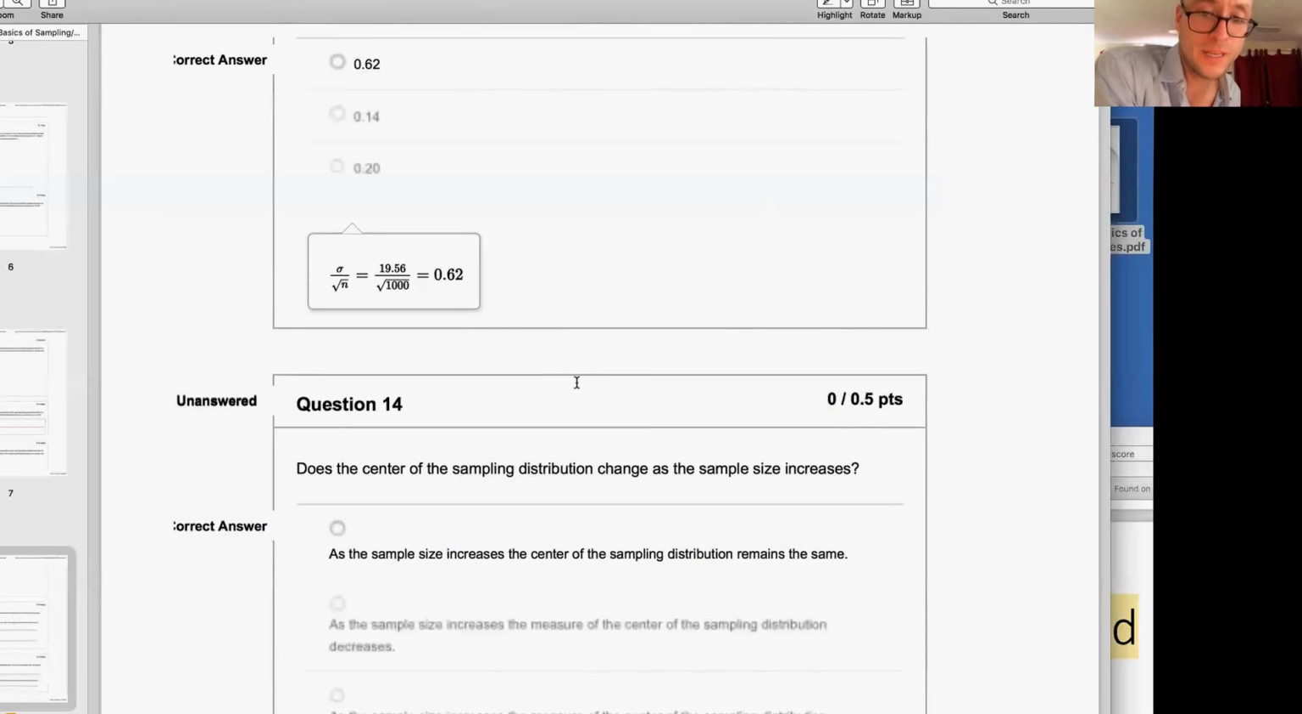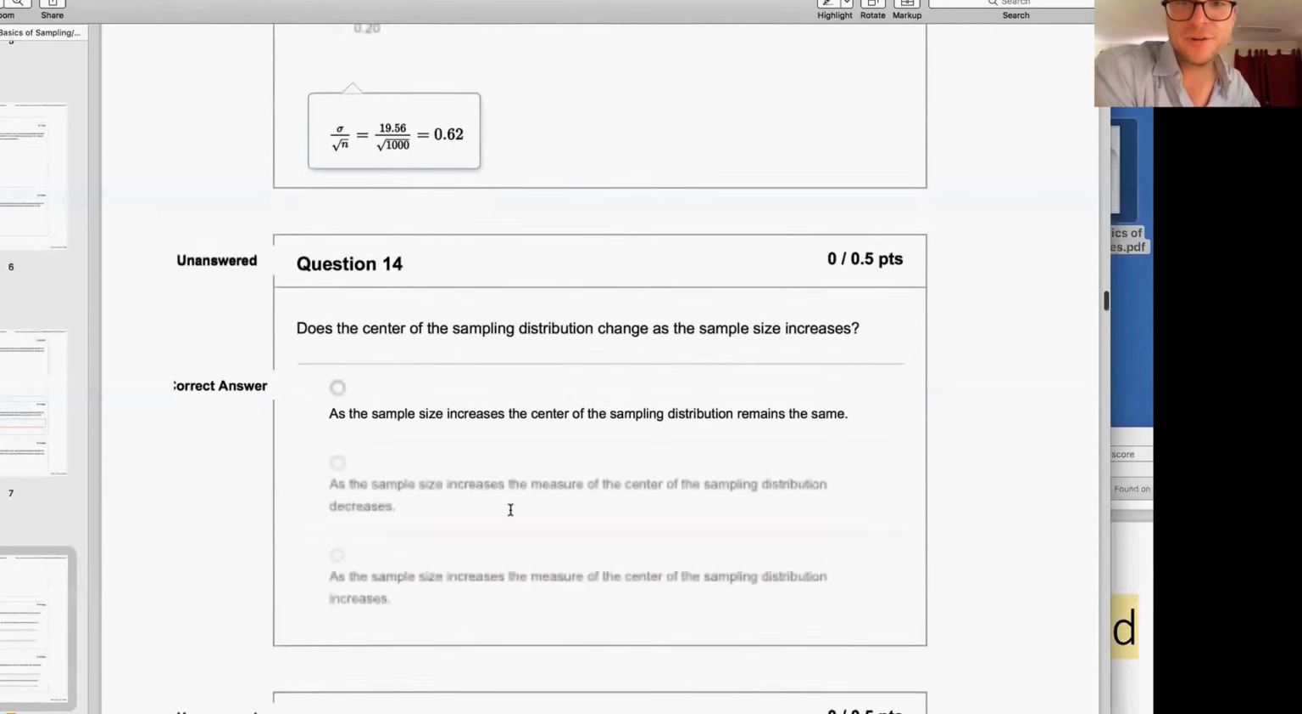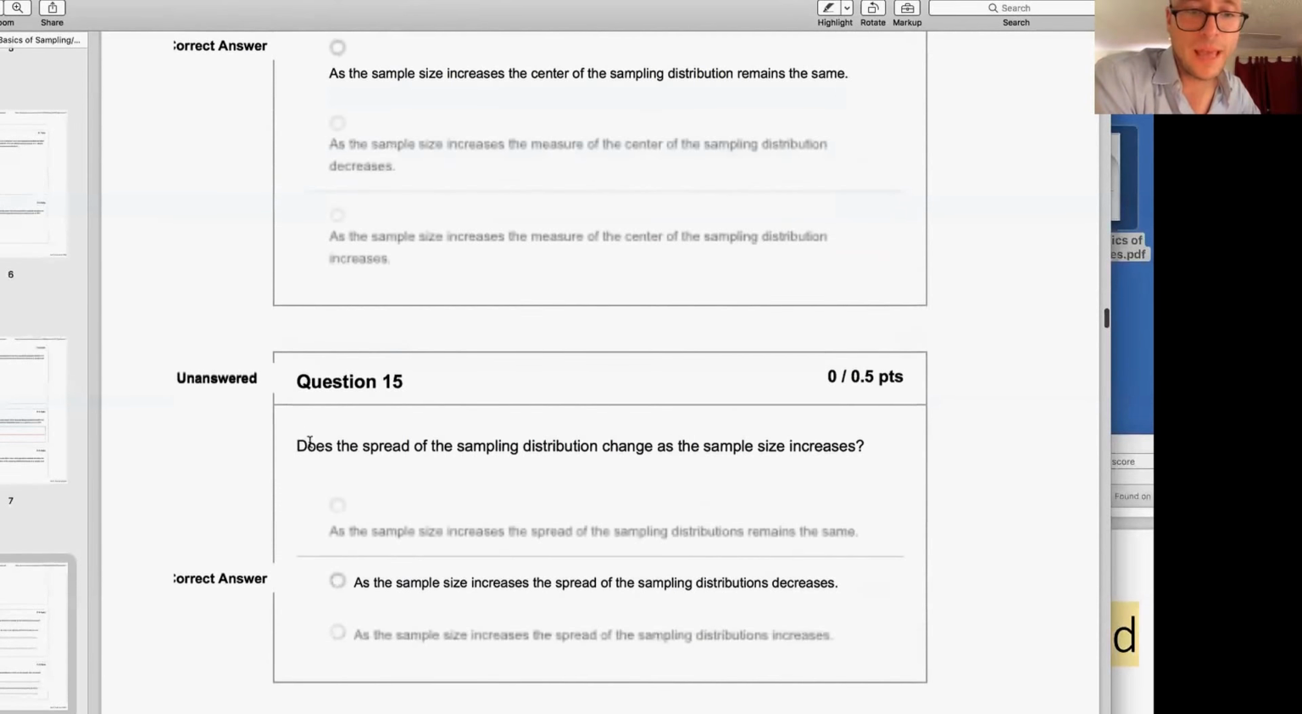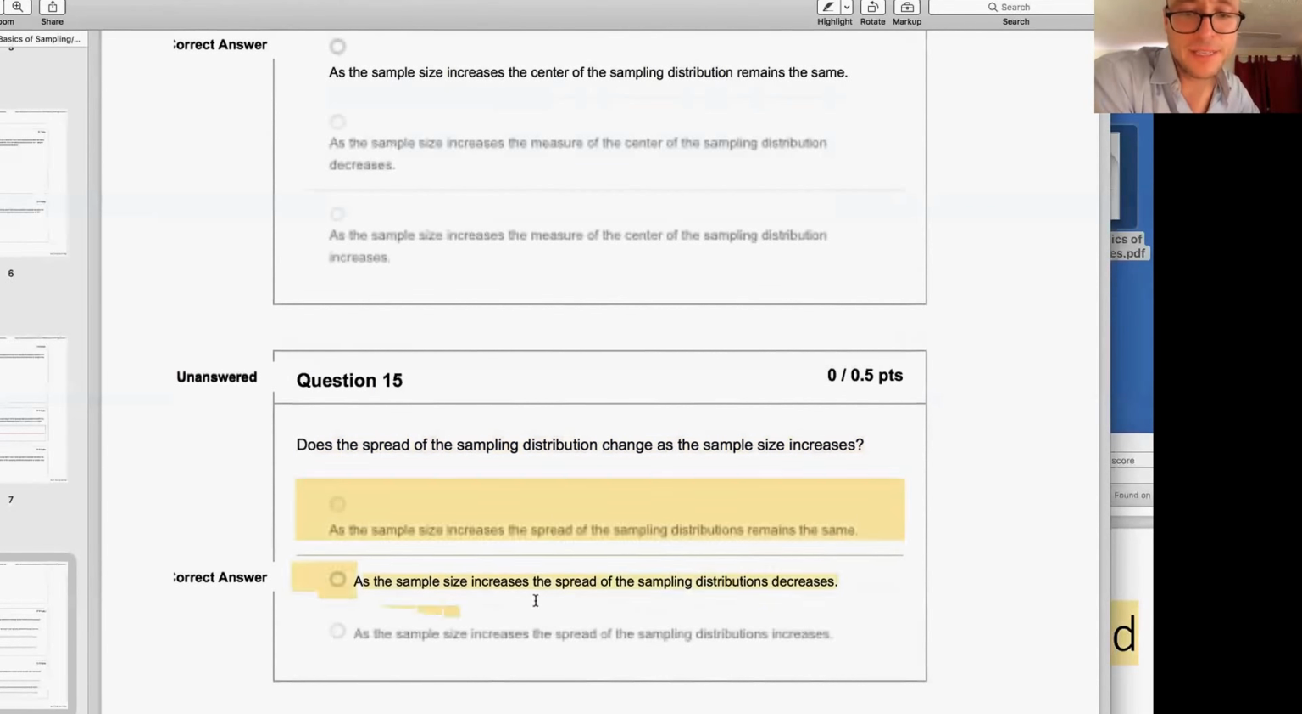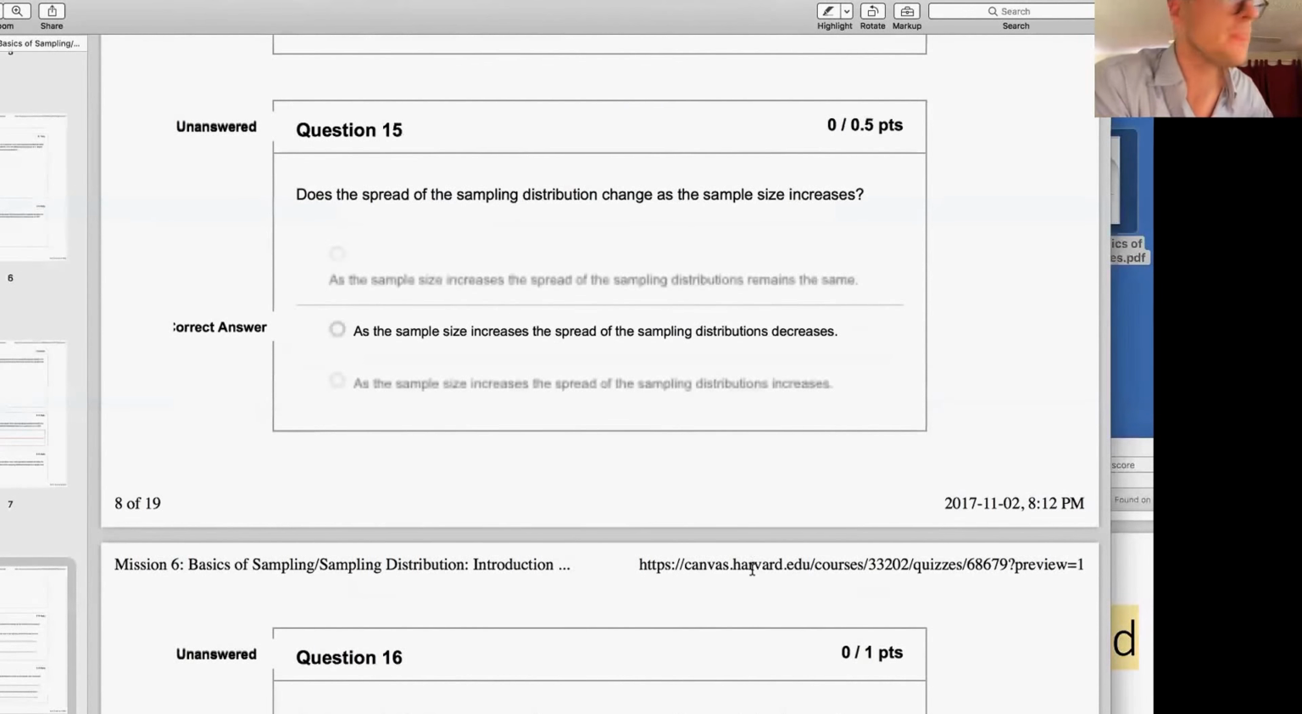And this is the point of the central limit theorem, that the center of the sampling distribution, the average of random samples of a population, stays the same as the sample size increases. The center stays the same. What happens to the spread? Well, as the sample size increases, the spread of the sampling distributions decreases, right?